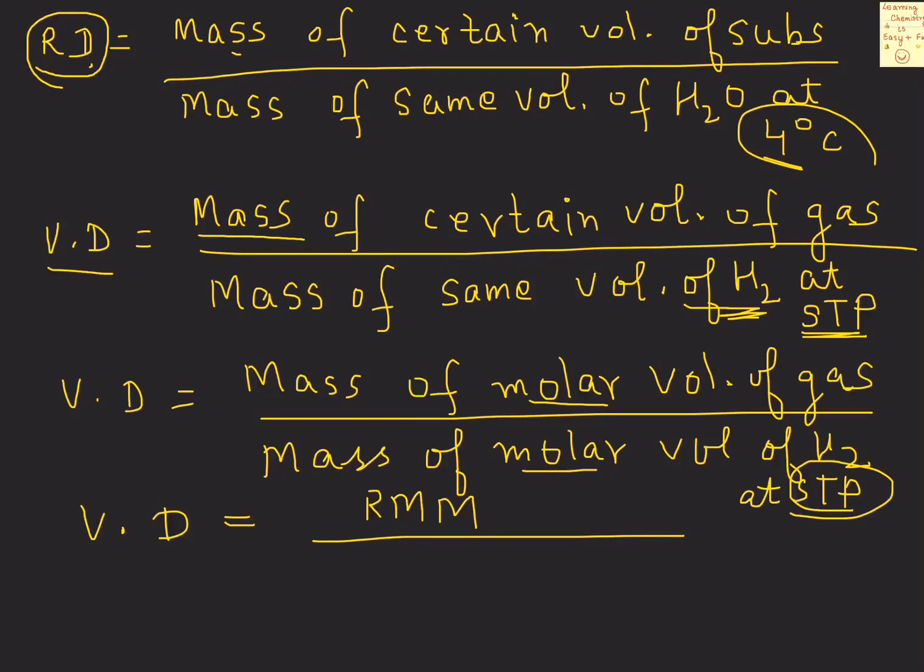Vapor density is equal to the mass of a molar volume of gas, which is nothing but its relative molecular mass, right? If you are not clear about this, please watch the video on the mole concept. The mass of a molar volume of hydrogen is the RMM of hydrogen. And what is the RMM of hydrogen? It is 2. So, relative molecular mass is nothing but twice the vapor density.